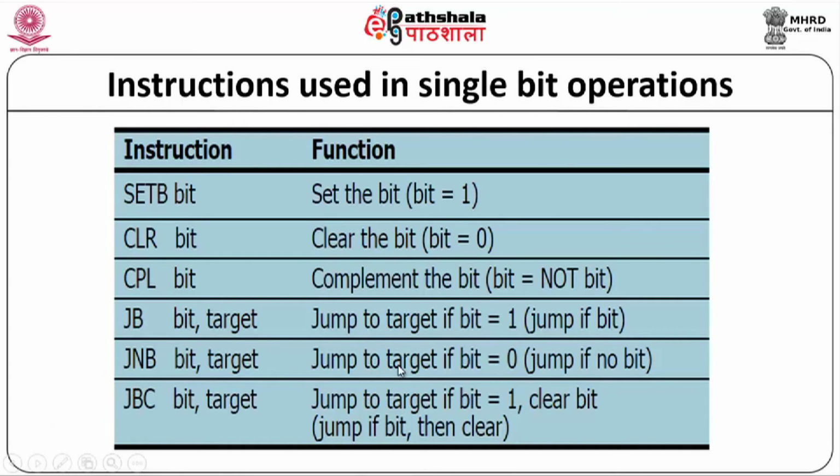JNB says jump to target if bit is equal to 0. So, JNB is jump if no bit. If the bit at the address I have given is equal to 0, then go to this particular target. JBC is jump to the target if bit is equal to 1, and after that you clear it. That C says clear the bit after the jump. If the bit is set, you jump and clear that particular bit. This is what happens when you are looking at single bit operations.